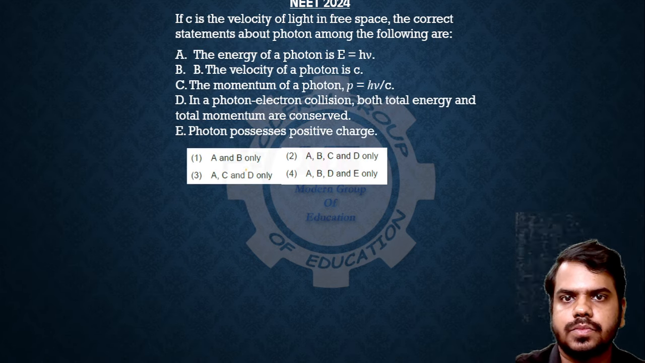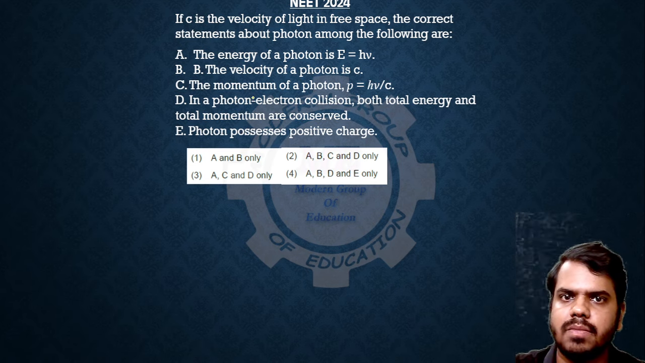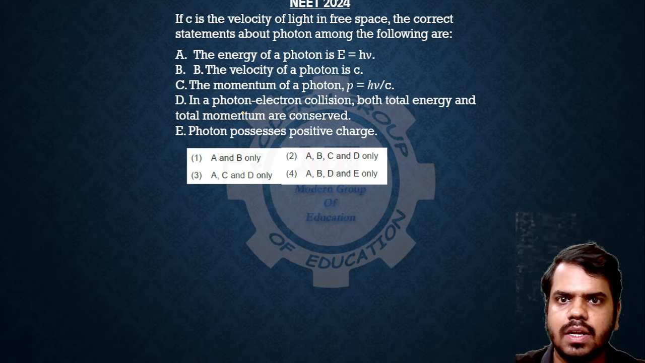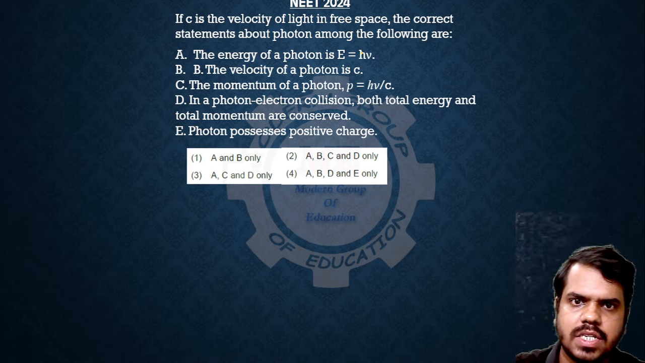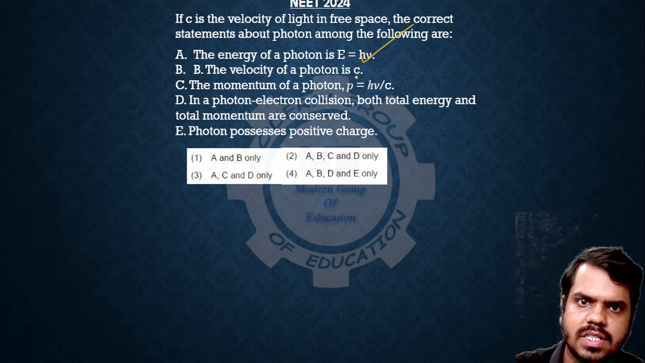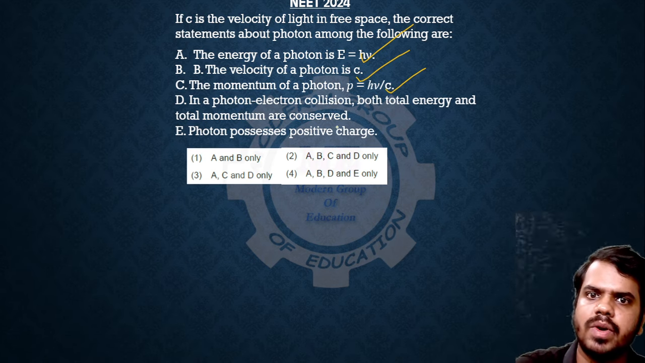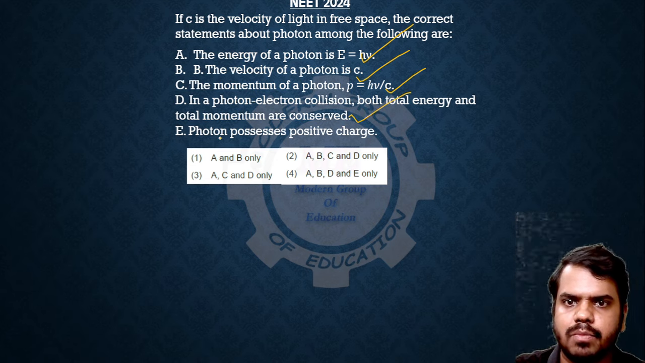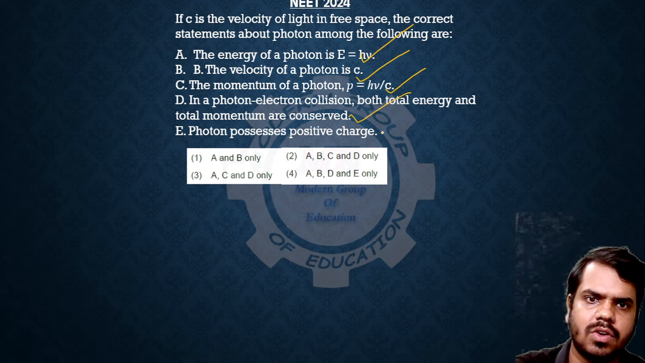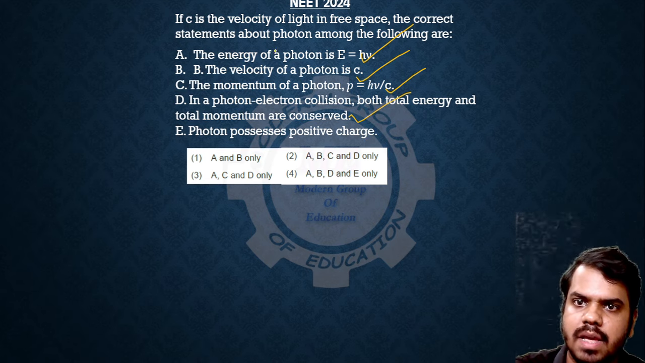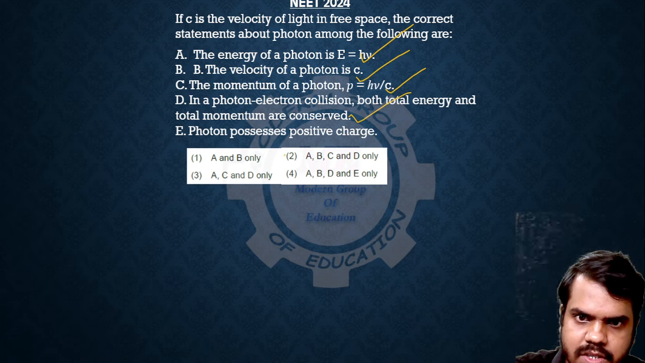Okay. If c is the velocity of light in free space, the correct statements about the photon among the following are: the energy of a photon is E equal to h nu, it is correct. The velocity of a photon is c, it is correct. The momentum of a photon is p equal to h nu by c, it is also correct. In a photon and electron emission collision, both total energy and momentum are always conserved, it is also correct. But the photon possesses positive charge, it is not true, because photon has no charge, photon is neutral. So option 2 is correct.